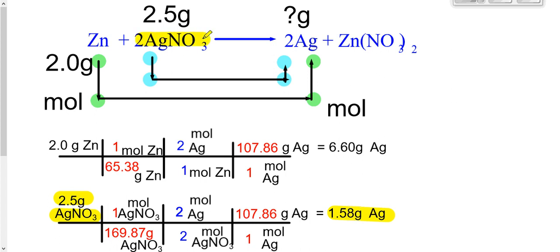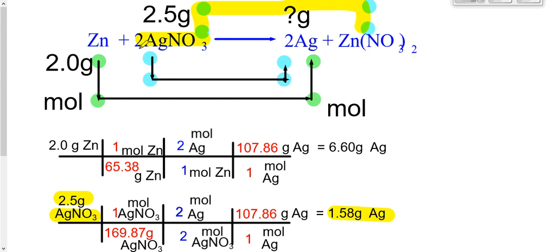If I now was asked to find out how much zinc nitrate was to be produced, I don't have to try both again. I would just start with silver nitrate, the 2.5 grams, and change that amount using my factor label line into zinc nitrate. I go from grams to moles to moles to grams. I would do one more factor label line.